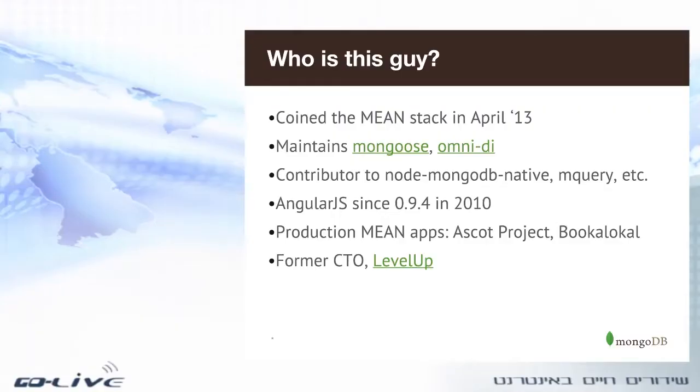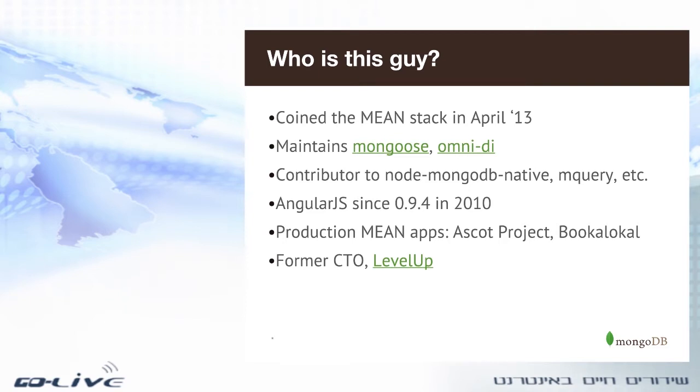My name is Valeri Karpov. I'm a software engineer at MongoDB, working on continuous integration software as well as Node-related things, working on maintaining Mongoose and a few other Node-related projects. A little bit more about me: I'm actually the person who coined the term MEAN stack back in April 2013.